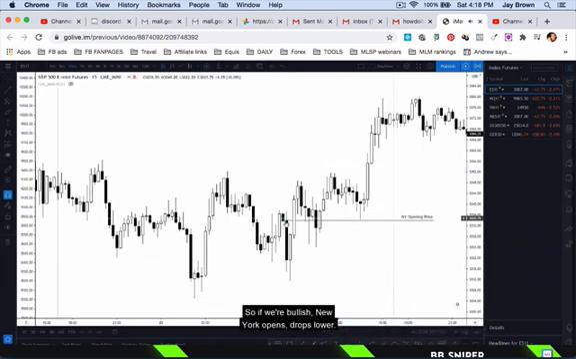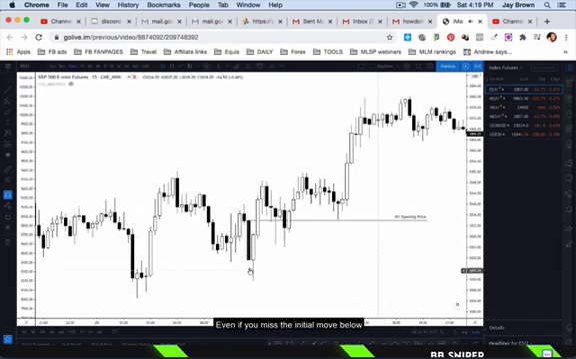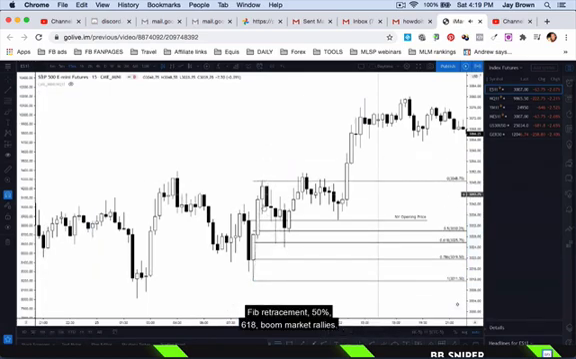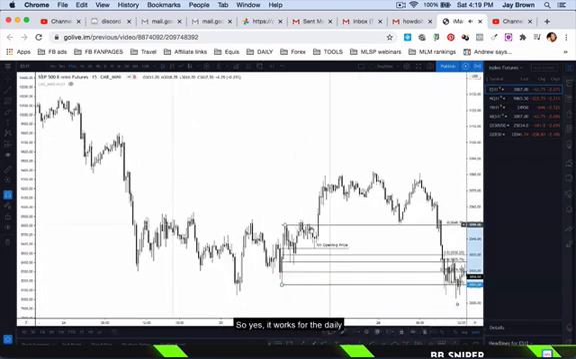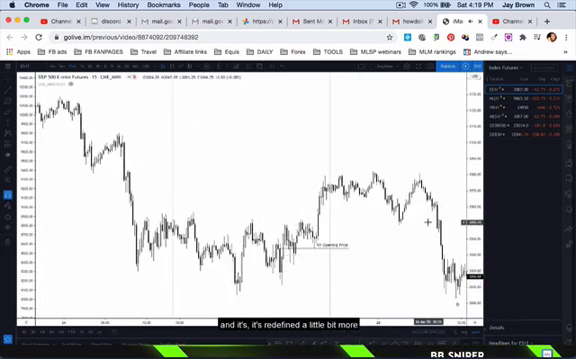Okay. So if we're bullish, New York opens, drops lower, we want to buy somewhere. Okay. Even if you miss the initial move below and market made a higher high here and it came back, you guys can draw fibs, can't you? Fib retracement, 50%, 618. Boom. Market rallies. And then there you go. So yes, it works for the daily, and it's redefined a little bit more when you get into the specifics of London and New York.